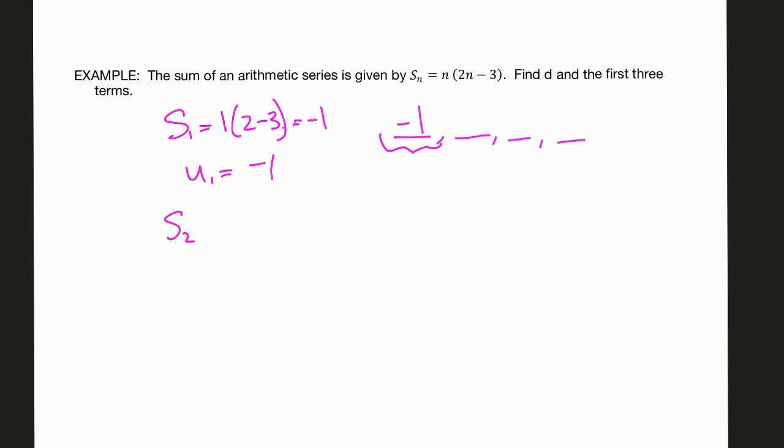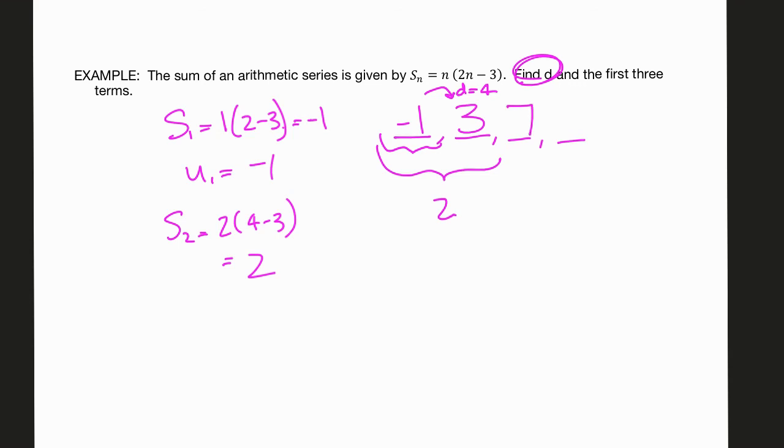Okay, now if I plug 2 in, and I get 2 times 4 minus 3, which is 2. That means that these two numbers added up have to equal 2. Okay, so can you see then that this has to be a 3? Because if you add those two numbers up, it adds up to be 2. Okay, so if this is arithmetic, I can now tell what d is. I know what the pattern is. It's adding 4. So I've answered this question. And then it wants the first 3 terms. So if I add 4 again, here's the next term.